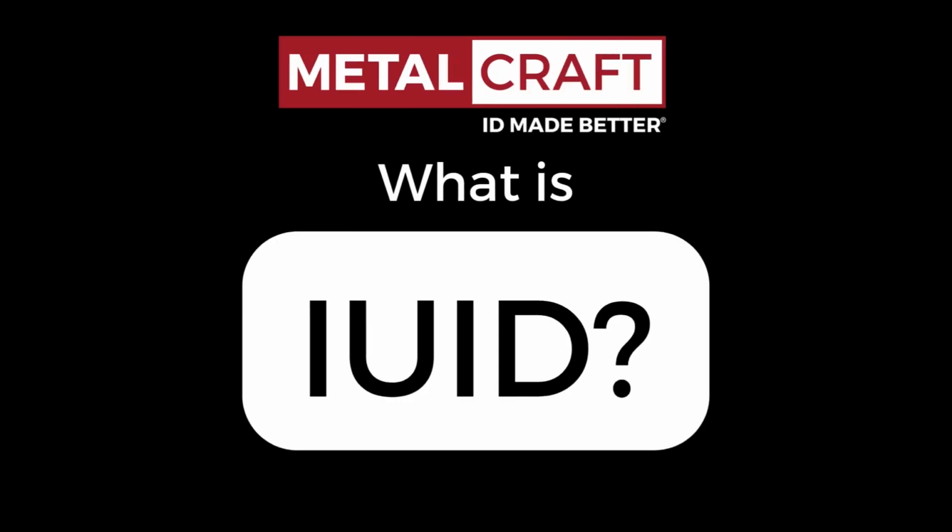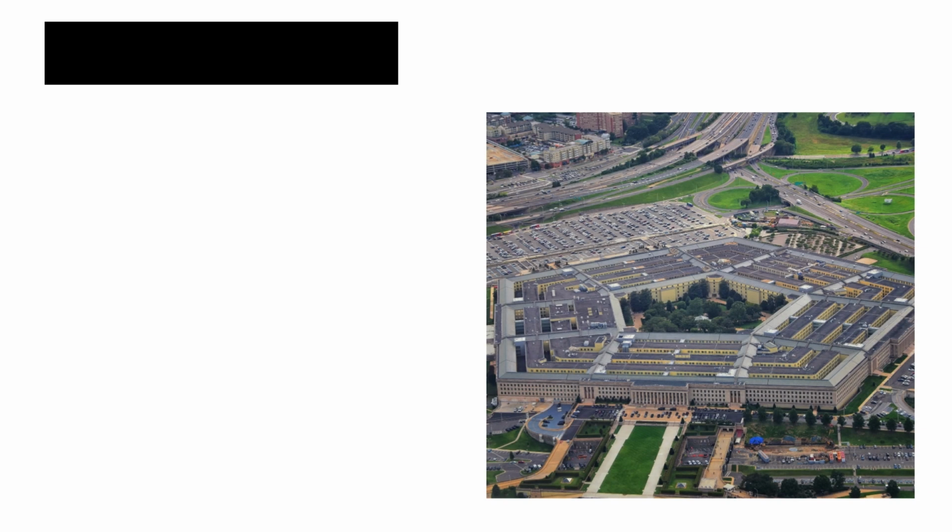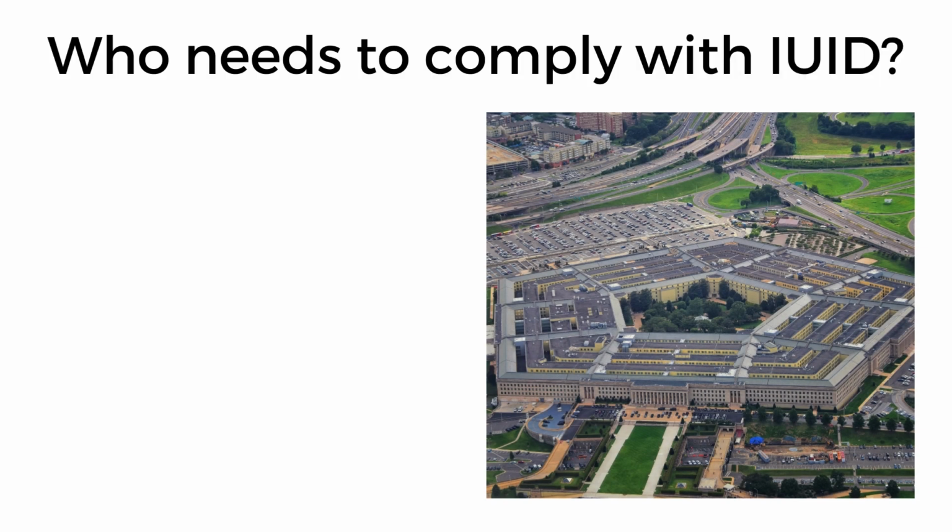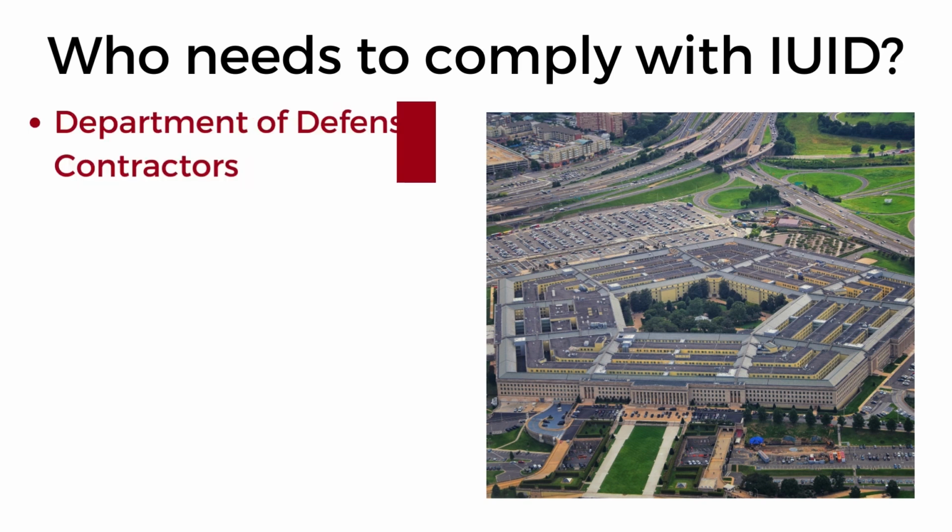What is IUID? IUID, or Item Unique Identification, is a Department of Defense mandate that requires a globally unique item identifier to track items throughout their lifecycle. The IUID mandate applies to all entities within the Department of Defense supply chain. Department of Defense contractors. All contractors supplying the Department of Defense with qualifying items must ensure IUID compliance.